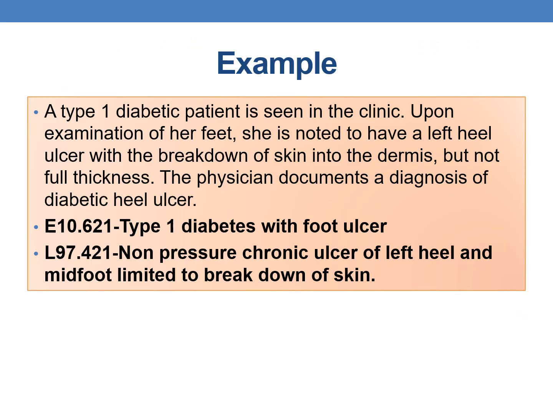Now let us see an example. A type 1 diabetic patient is seen in the clinic. Upon examination of her feet, she is noted to have a left heel ulcer with breakdown of skin into dermis, but not full thickness. Here the physician documents a diagnosis of diabetic heel ulcer. Here the non-pressure ulcer is due to diabetes. So first you need to code the underlying condition. And what type of diabetes? Type 1 diabetes. So the appropriate code is E10.621, type 1 diabetes with foot ulcer.